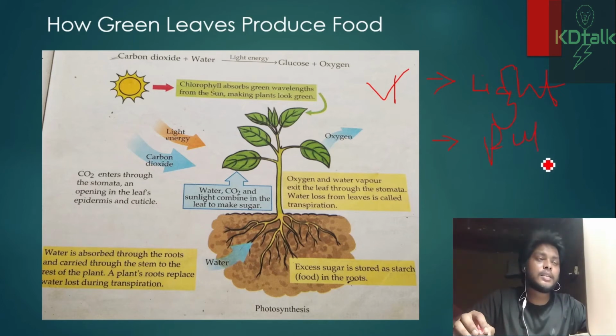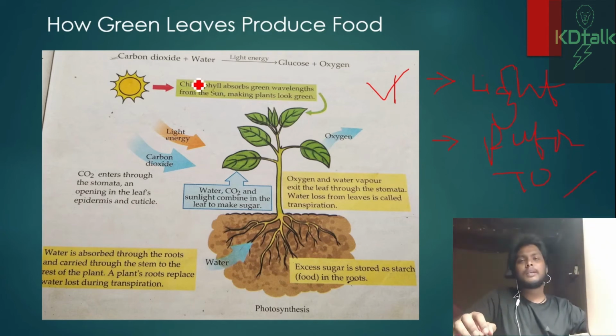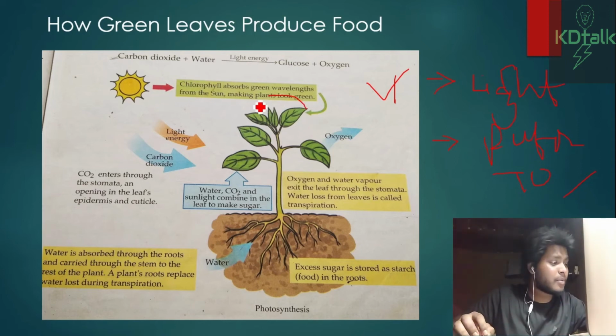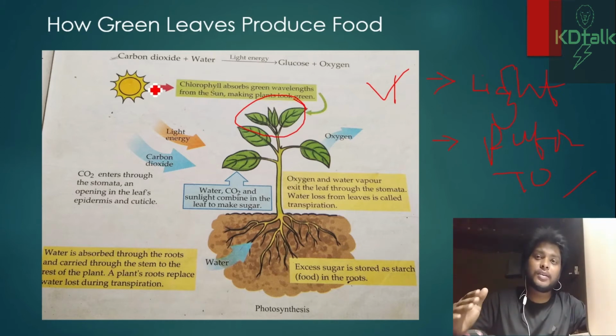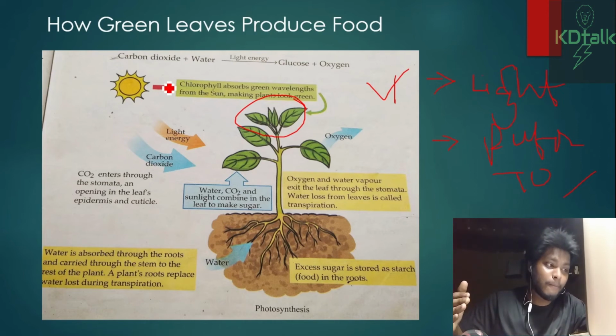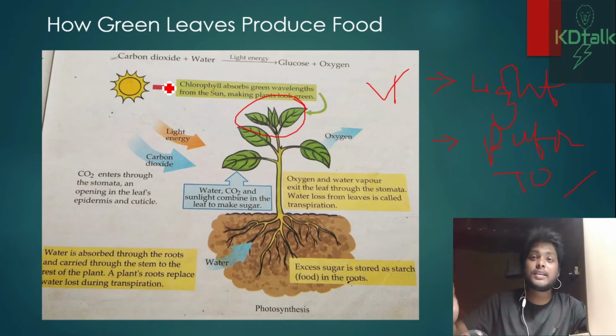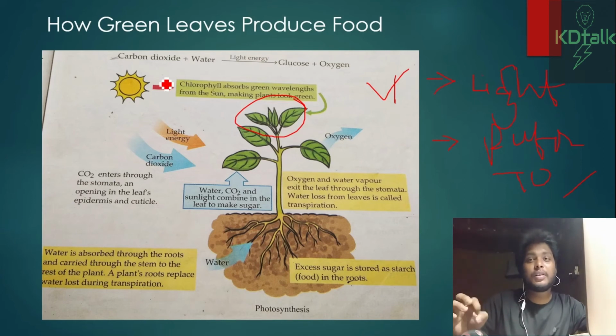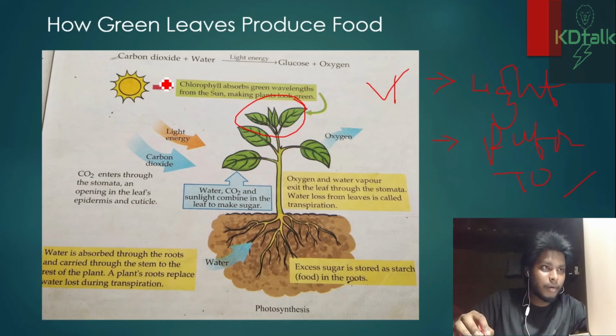Okay, and synthesis means putting together. And what is the definition of photosynthesis? The definition would be the process by which plants produce their food using energy from the sun, carbon dioxide from the atmosphere, and water that is absorbed from the soil.